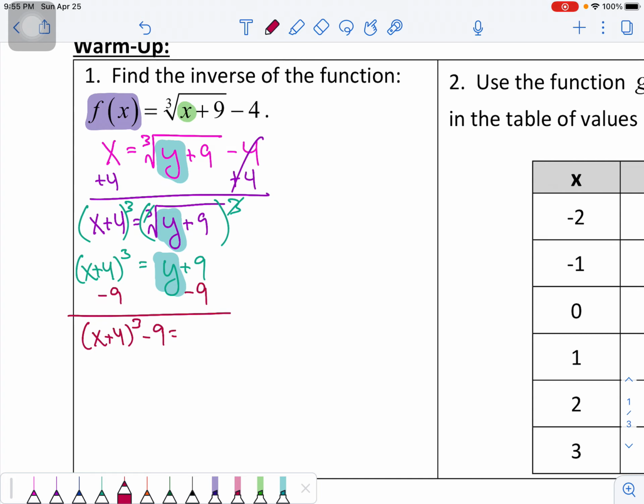Now, there's two ways to do this. You can either just put down y, or you can do the inverse function. I'm going to go ahead and use y and not the inverse function notation, because I'm not sure that this was a function to start with. So to have it be a function now, I'm not sure. But I can tell you that this is the answer. All right, so that's problem number 1.